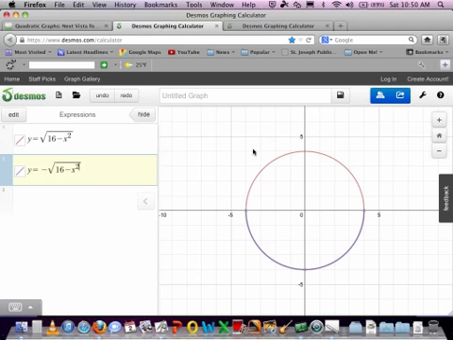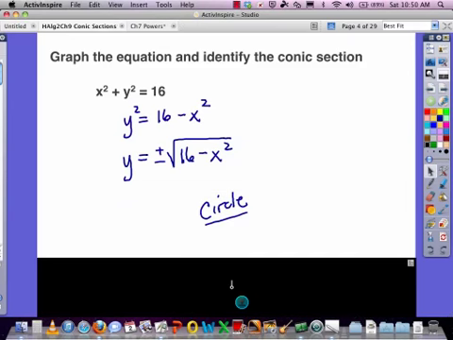So then when you look at it here, what do we have? You should be able to say we have a circle. And so identify it, finish with a circle. Okay.